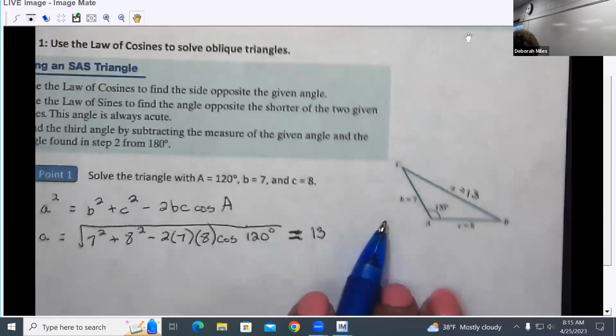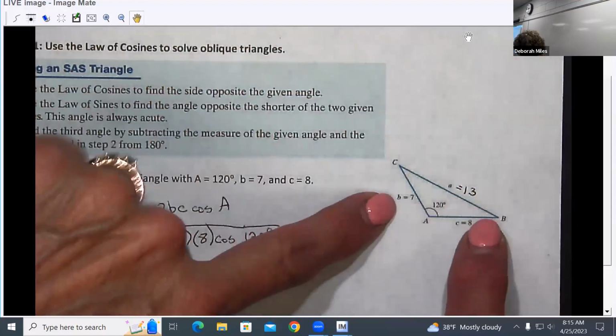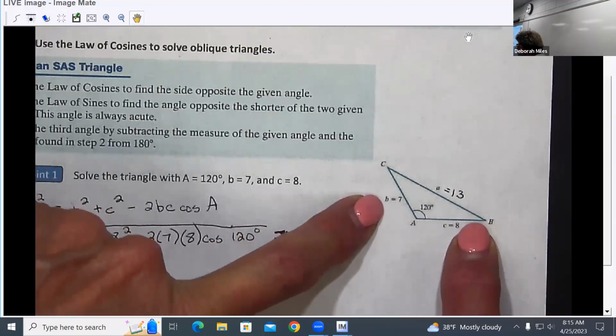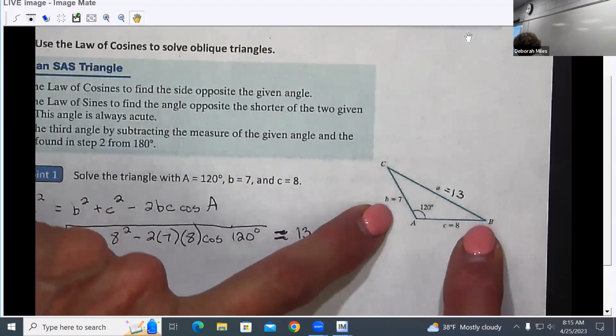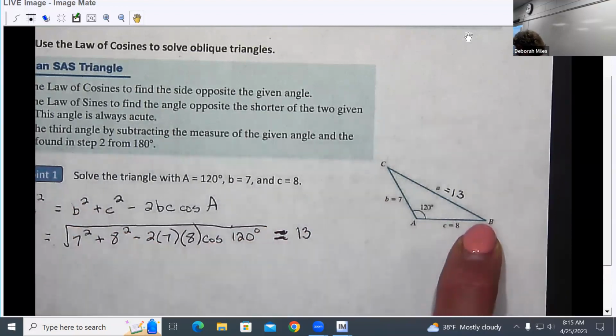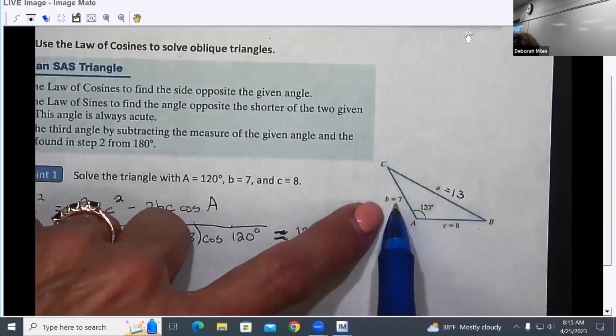Think about it. At most, a triangle can have one obtuse angle, correct? Can't have two obtuse angles. So at most, it can have one. If we find the angle opposite the shortest side, it has to be acute, because there can only be one obtuse. And if we know it's acute, then we don't have to worry that there may be two triangles. So the next thing we're going to find is angle B, because side B is the shortest side.